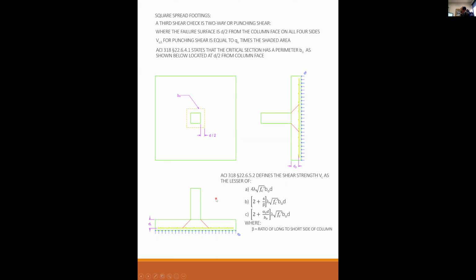Where beta is the ratio of the long to the short side of the column. So clearly if the column is square, beta is equal to 1. If the column is say 24 by 12, then beta is equal to 2. It's the ratio of the long over the short.